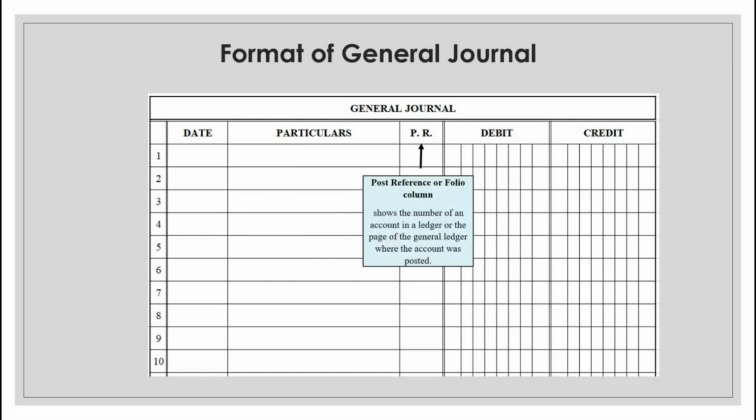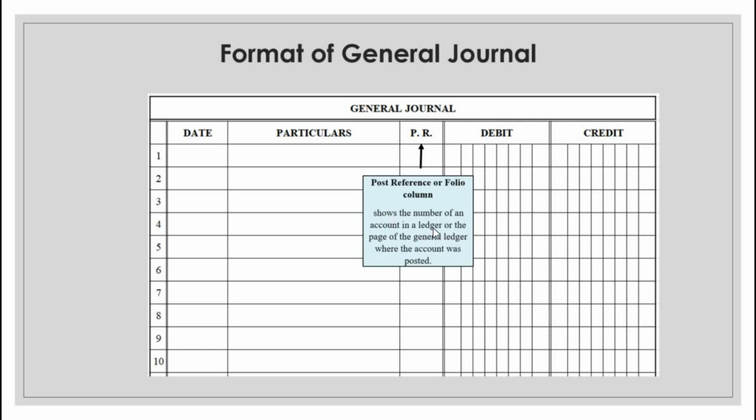Next is itong PR. Ano ba yung PR? So, PR stands for posting reference, or others will term this as folio. So, if you happen to see a general journal with F na in this column, ang ibig sabihin nun, folio. So, this is a posting reference.